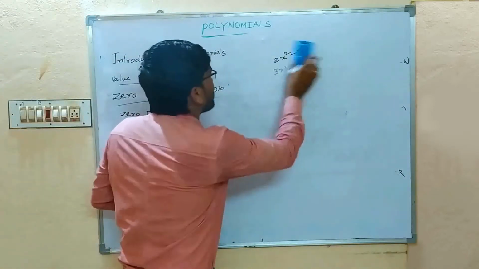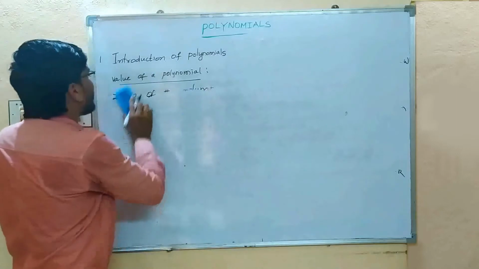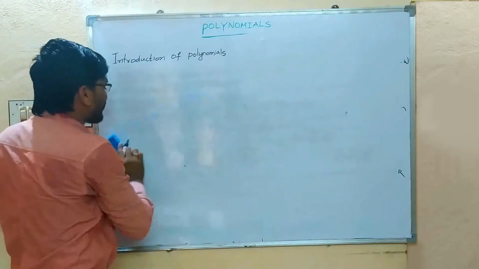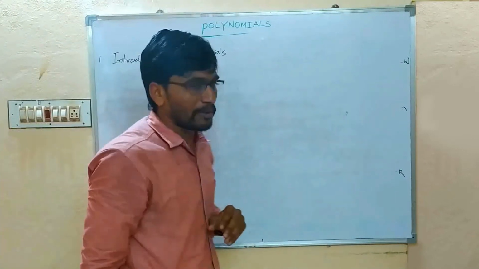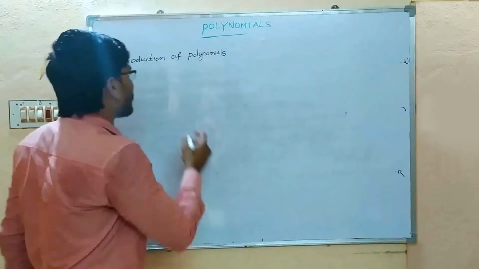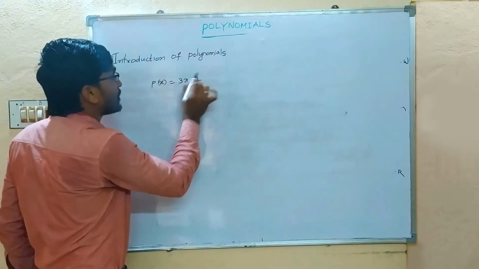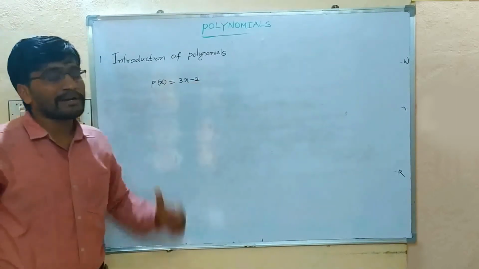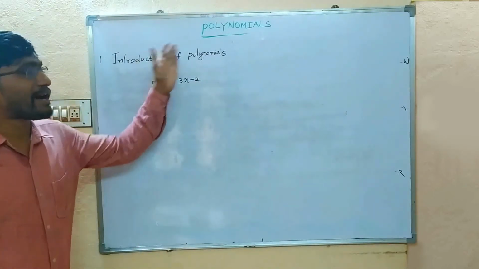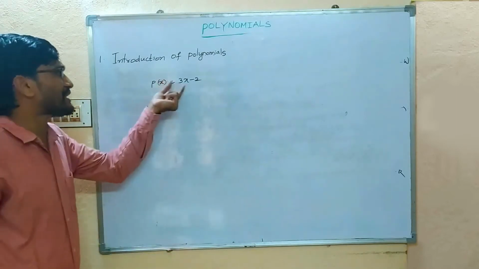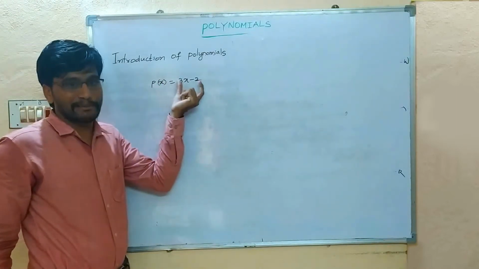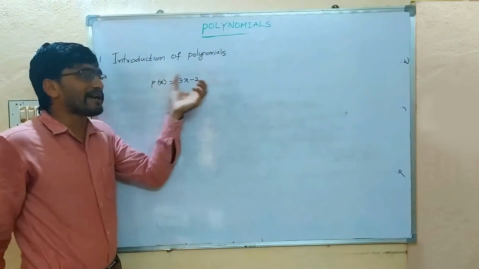Next, if they have given a polynomial, how can we find the zeros of that polynomial? Suppose they have given a linear polynomial p of x equal to 3x minus 2. How can we find the zero of this polynomial? Zero is nothing but the value of x. So how can we find the zero of this polynomial?